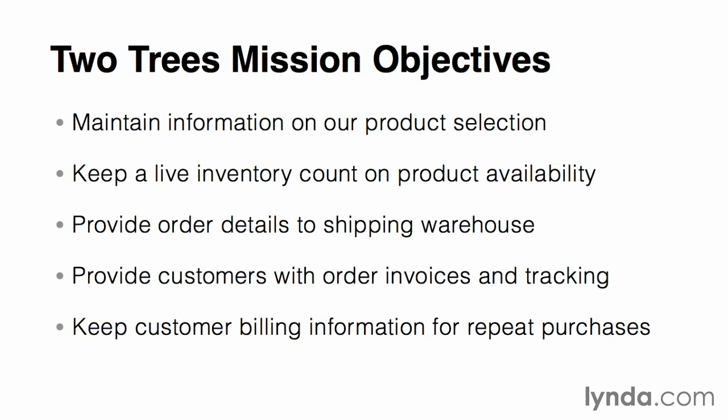This is just a start of the objectives that we could come up with for the Two Trees Olive Oil Company, and I'm sure that you could think of a lot more. The point is that we want to capture as many specific objectives as possible, write them out very succinctly, and provide a record of them so they can be reviewed by the individuals the database is being developed for.